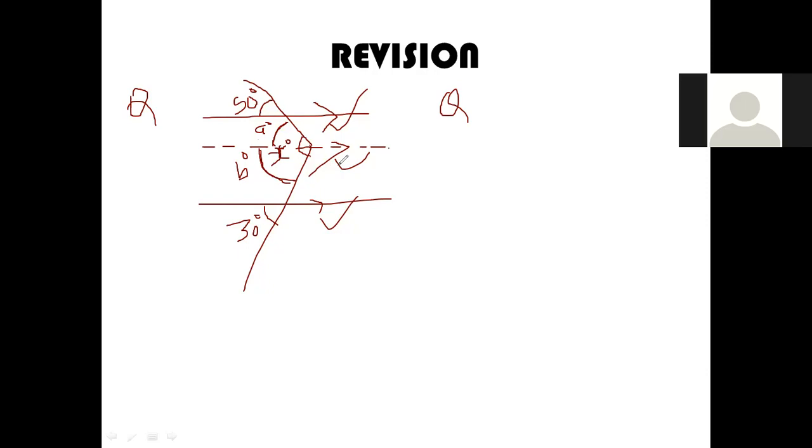Similarly, if there is a question like this, look, children, this line and this line are parallel. These two lines are given as parallel.